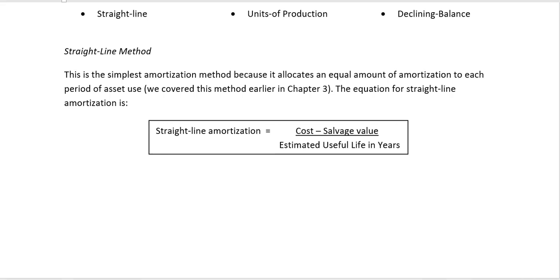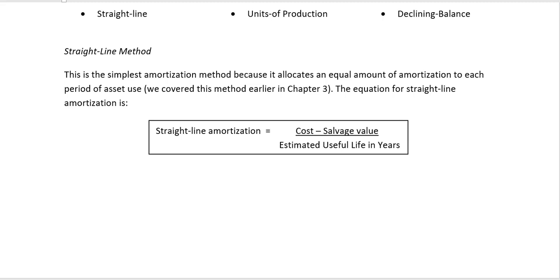Straight line is the simplest amortization method, which we've already seen several times, because it allocates an equal amount of amortization to each period of asset use. We covered this method earlier in Chapter 3. The equation for straight line amortization is cost minus salvage value divided by estimated useful life in years. So up top, you have cost, which you know. Salvage value is an estimate.